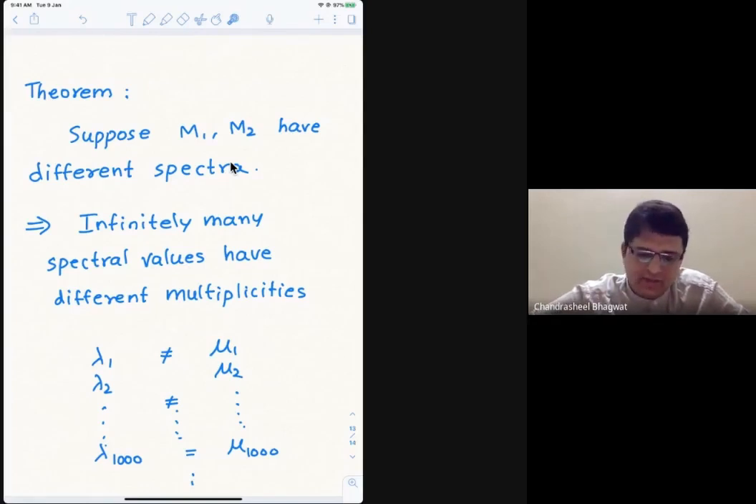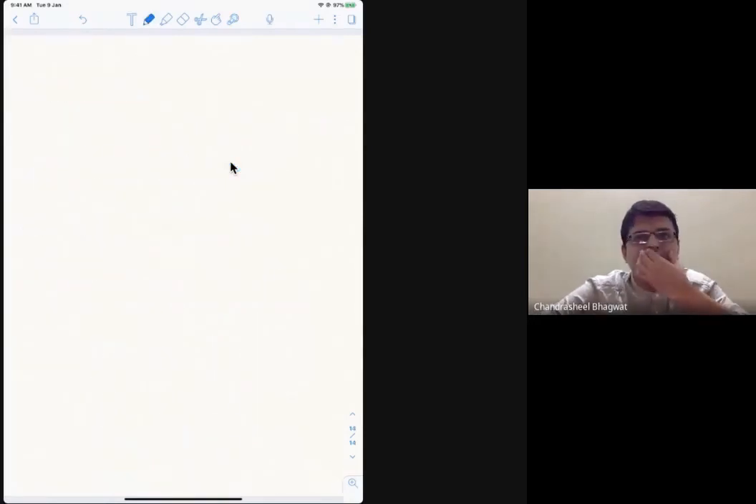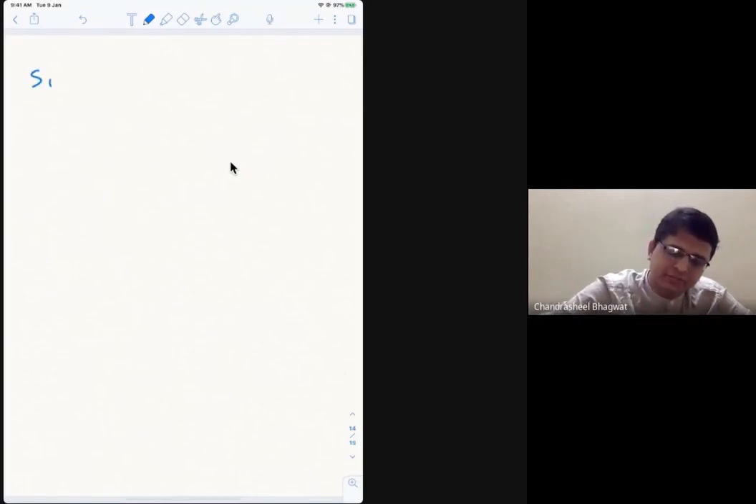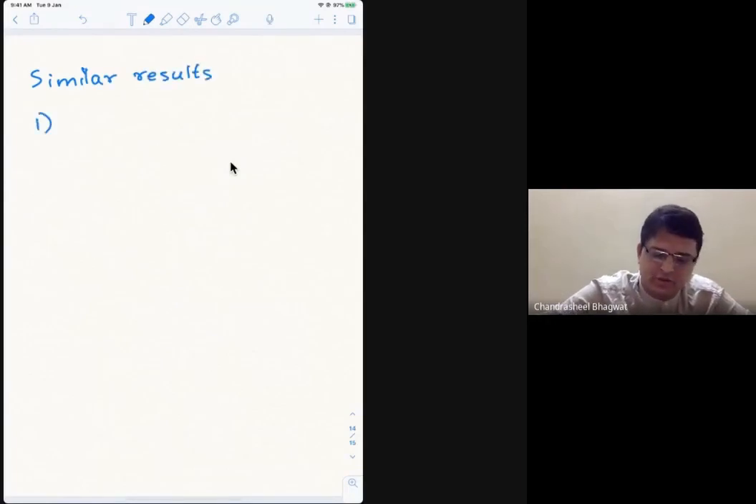So this is one theorem, and there are many theorems, and I'll write some context in which some of my work has proved such a theorem. So, similar results. One is about, I'll not talk about the representation theoretic part here because that's slightly different in flavor. So something called length spectra.